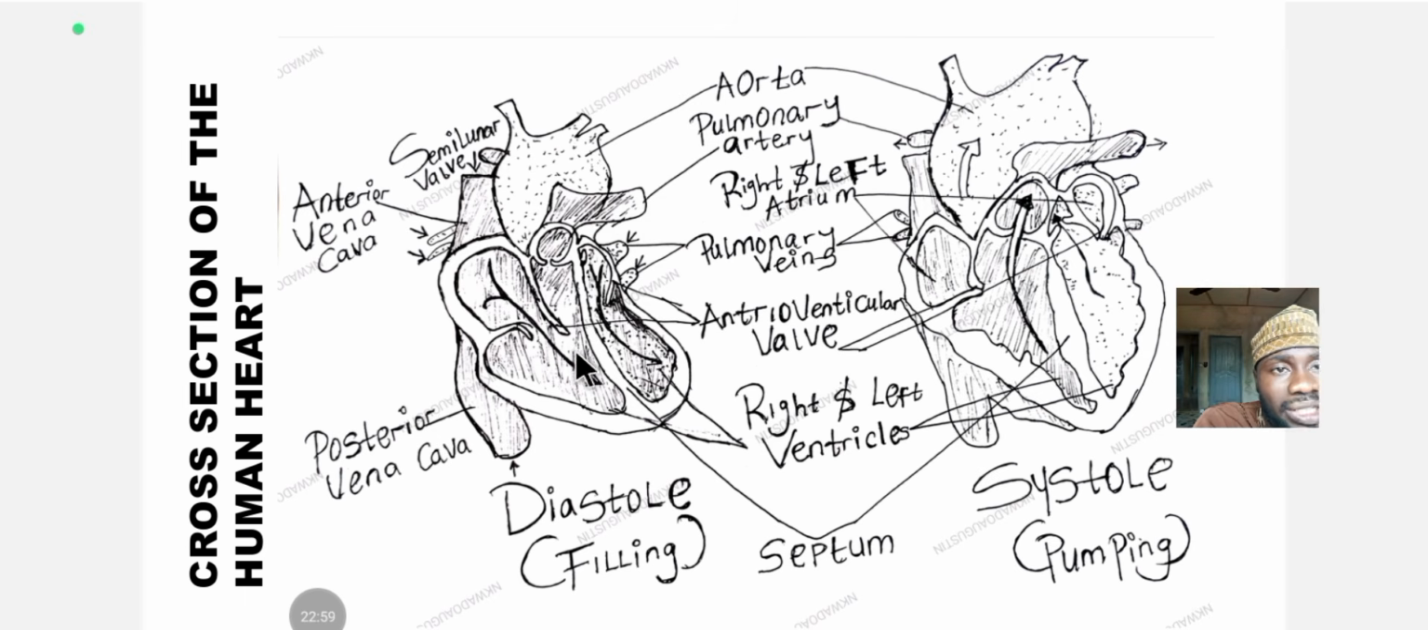Okay, so this deoxygenated blood is poor in oxygen. Okay, so it is contracted through the right ventricle into this pulmonary trunk, then into the lungs, so that this blood can receive oxygen from the lungs.